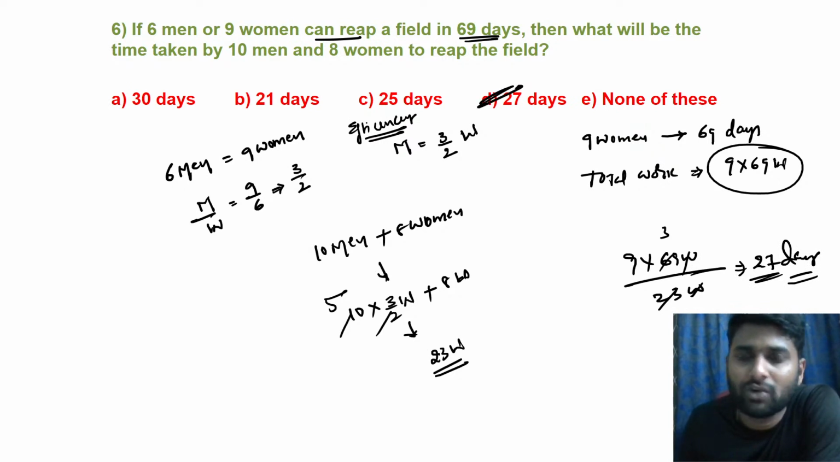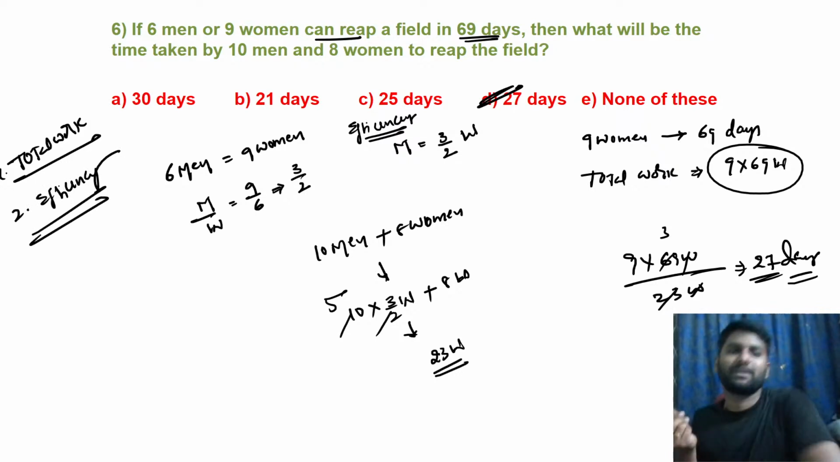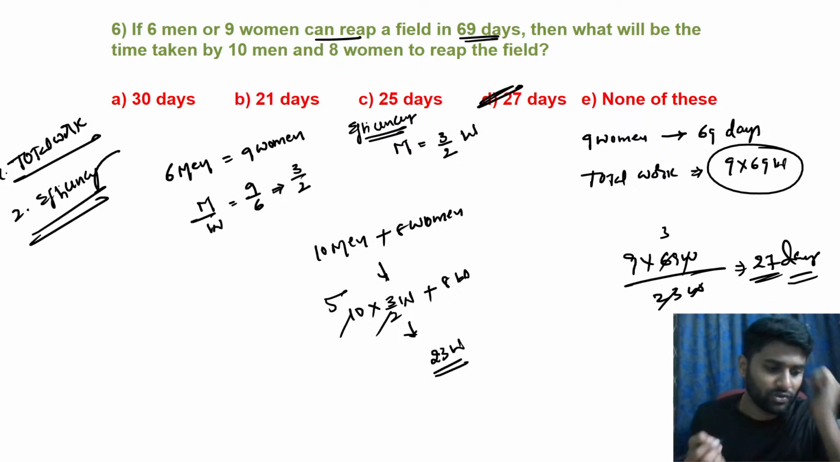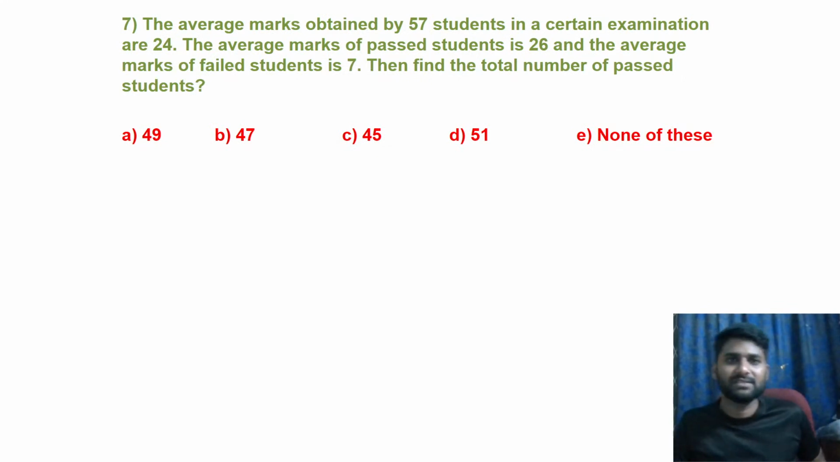For any time and work concept, identify the total work. Remember, you focus on two pieces of information: one is total work and the second one is efficiency. Just concentrate on these two parameters. You can solve any question in the time and work concept. Next you can see the average concept.